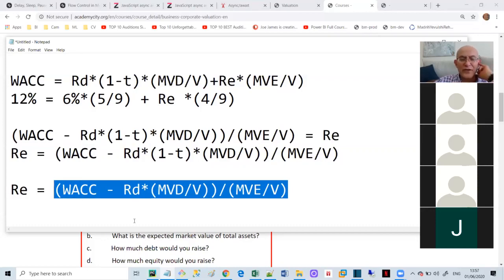So let's see, if I want to calculate it, how would I calculate it? Let's see, I think I did this already in the Excel. Let's look it up.